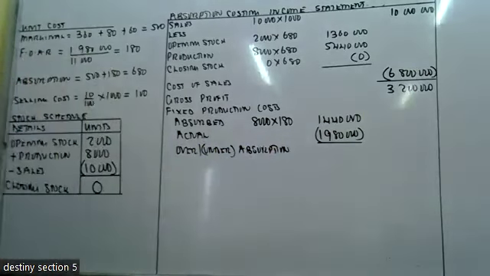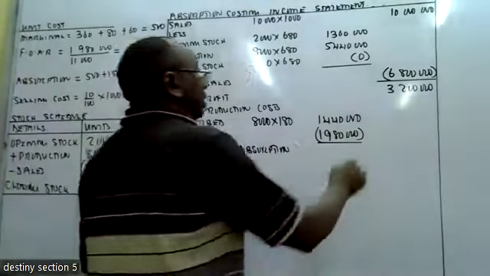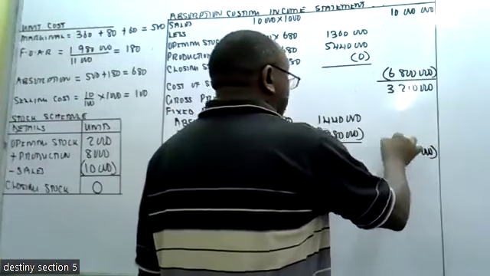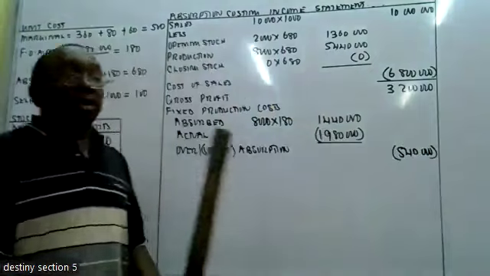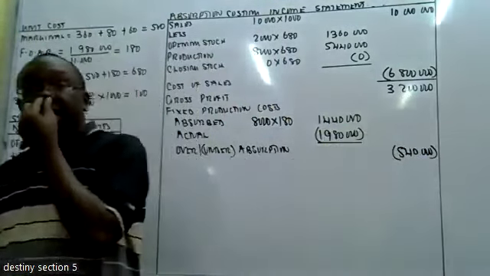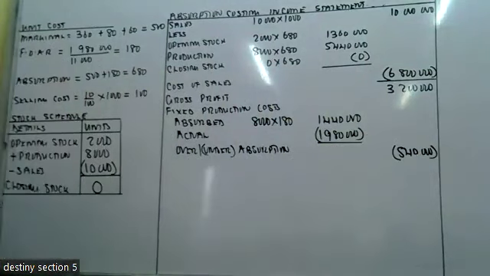The difference is what? 540. So this 540 is under absorption. Kama ingekuwa over, it was to be added. Haya.